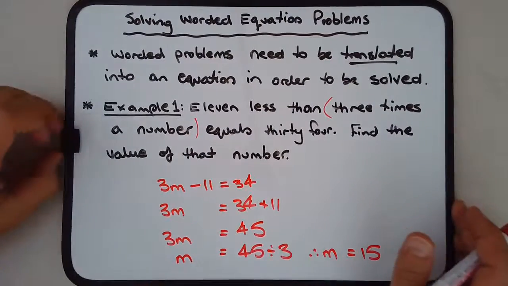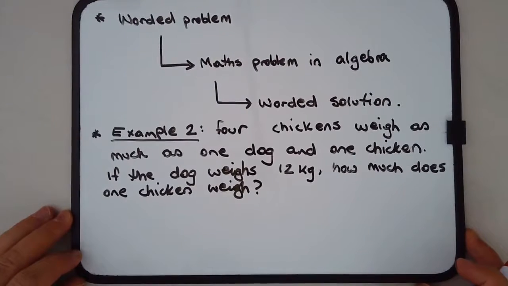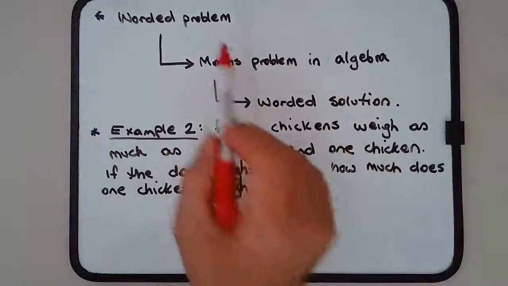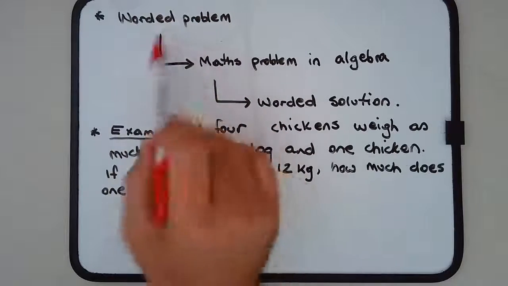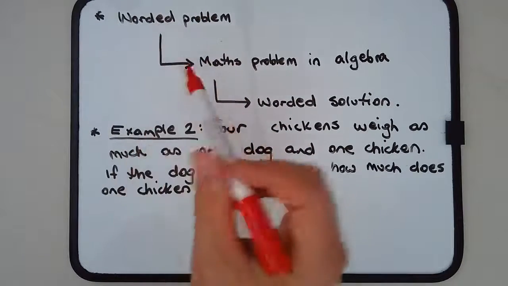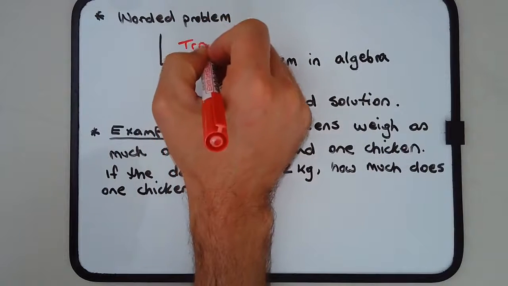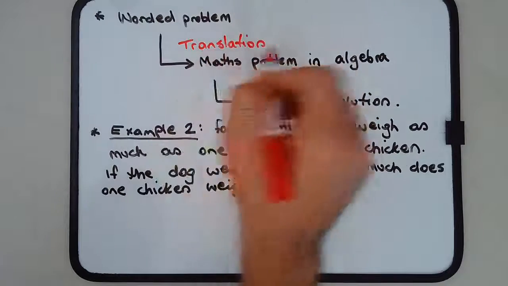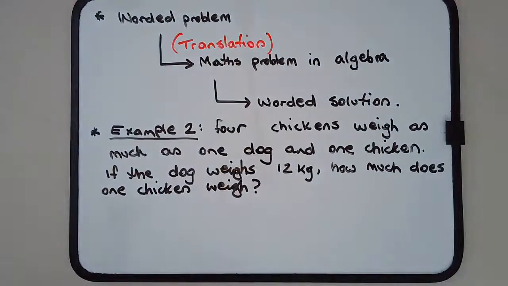Couple more points we'll look at as well. Actually one more point, and a bit of a flow chart, really. So if we're starting off with a worded problem, what we are doing is converting that worded problem into a maths problem in algebra. So there's actually a translation going on here. And this is really the skill that we're focusing on in this lesson.